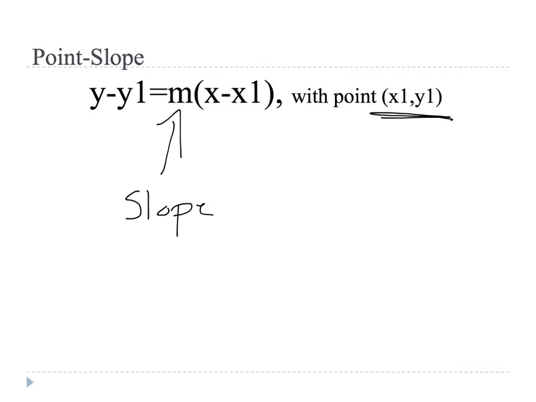That's where we get the name point-slope form. We need a point, and the slope, which is our m, to put it into point-slope form.